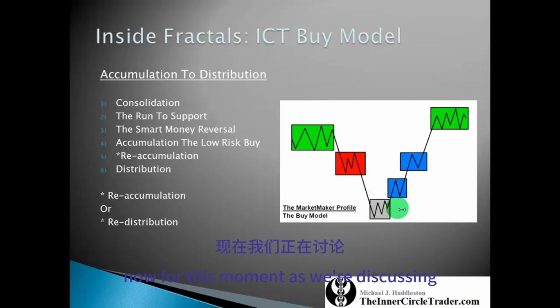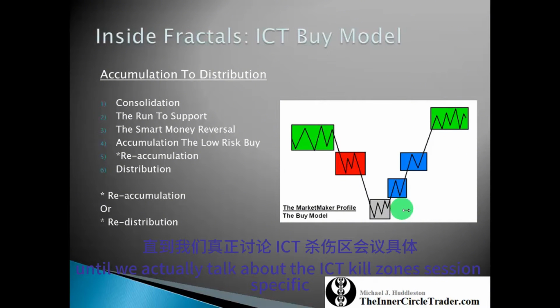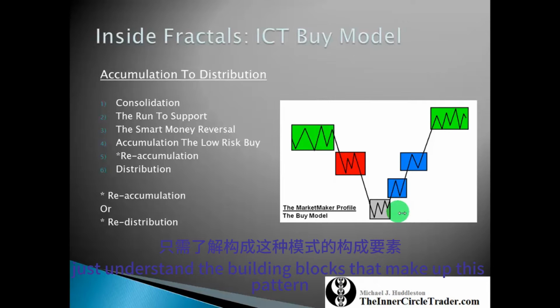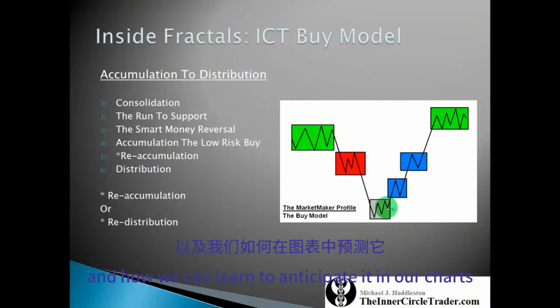Okay. Now, for this moment, as we're discussing, it's not important that we understand what specific time frame we're looking at because it's applicable on all. So, as I'm describing this, until we actually talk about the ICT kill zones, session specific, that being the London Open, New York Open, and London Close and Asian session, those are going to be dealt with later in the series. But for now, just understand the building blocks that make up this pattern and how we can learn to anticipate it in our charts.